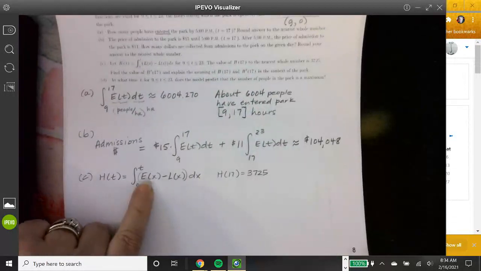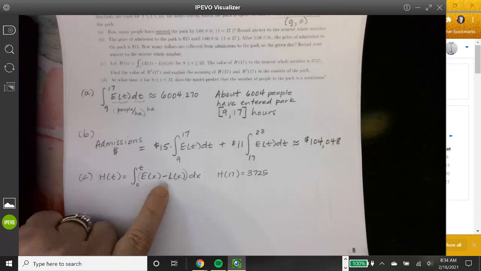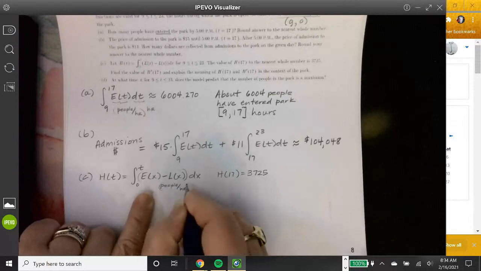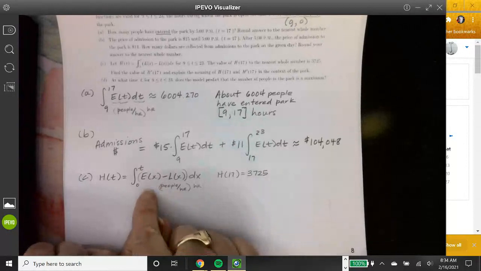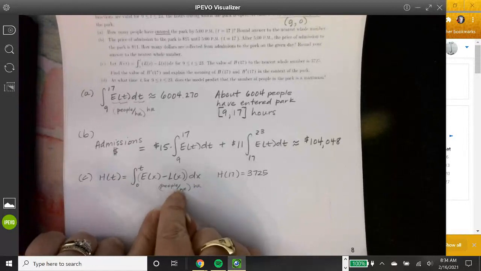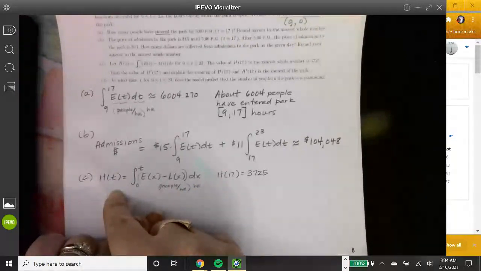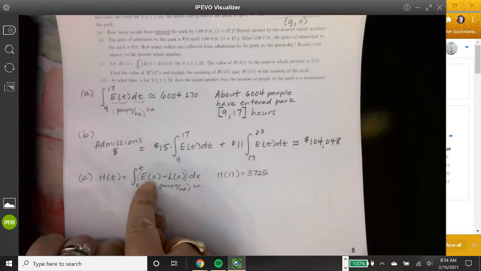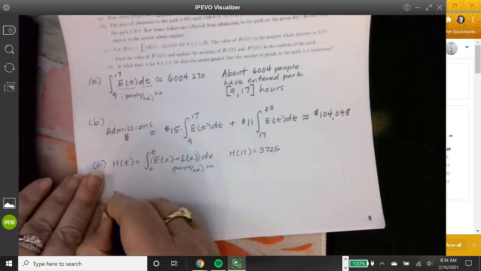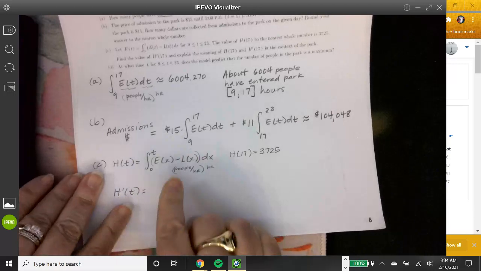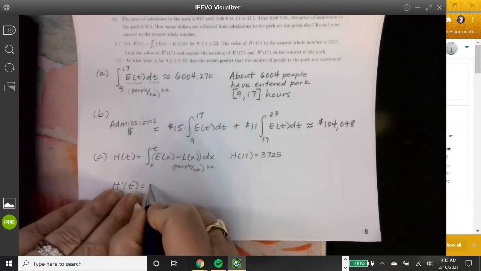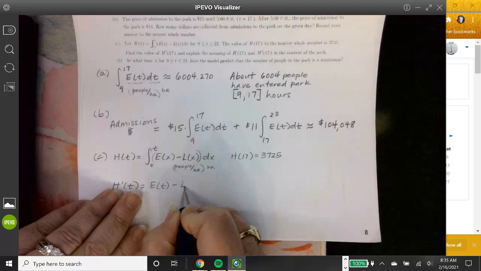This h of t is the number of entering minus the number of leaving. So this is people per hour times hours. If you take the number of entering minus the number of leaving times how many hours, this h seems like the number of people in the park, because this is the number who entered and this is the number who left. Find the value of h prime of t. Well, h prime of t is a derivative of an integral, which using the fundamental theorem of calculus is just evaluated where it stops. So this is e of t minus L of t.